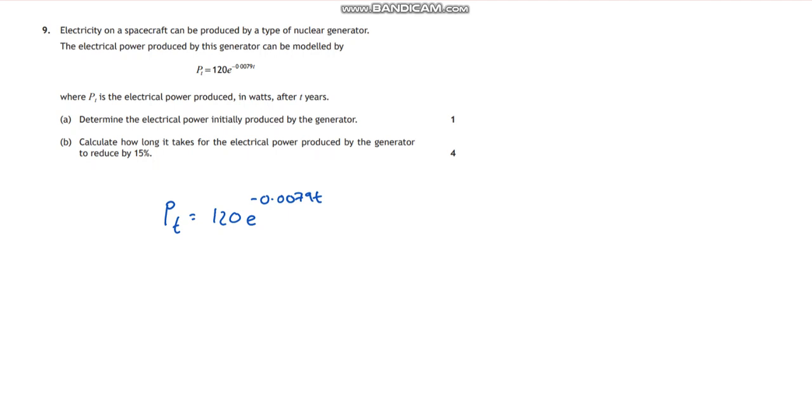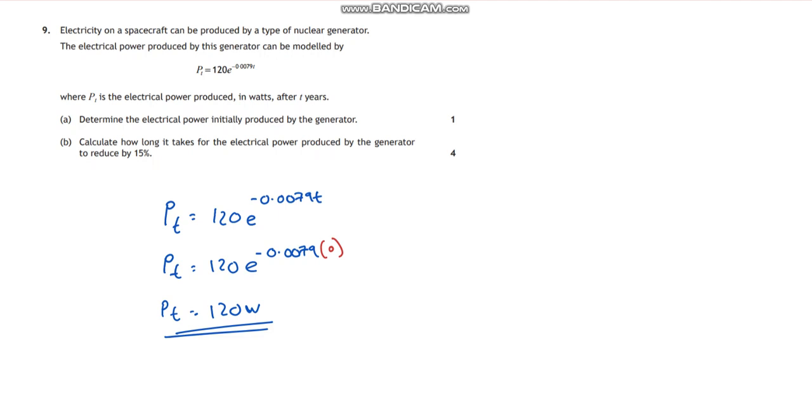So for that one, you're saying, well, for an initial production, P(t) is going to be equal to 120 e^(-0.0079 × 0), and I'm going to put in 0 for that, time would be 0 years. So anything to the power of 0 is going to give me 1. So P(t) is going to be equal to 120, and that's in watts.